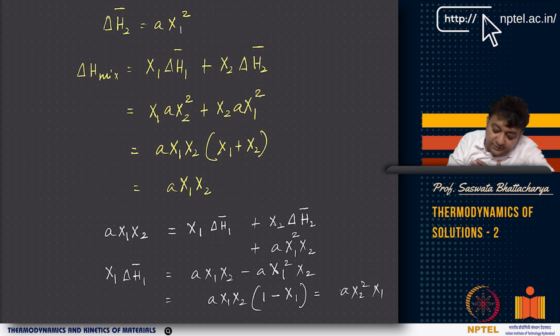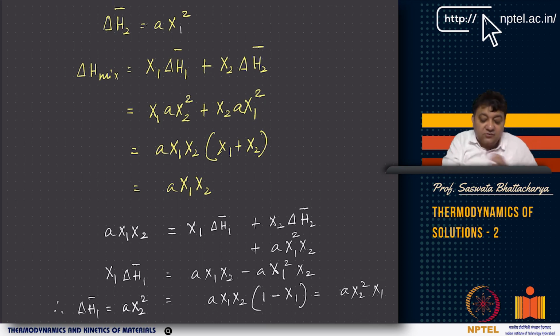So therefore delta H1 bar equals a x2 square, right? If you plug this in, you basically get back a x1 x2 as delta H mix. So this is how we can derive it.